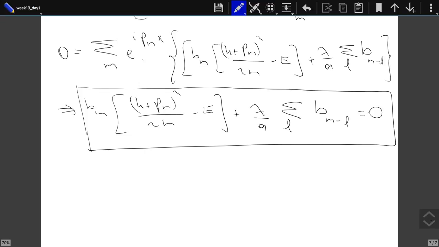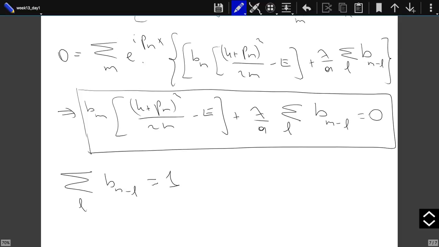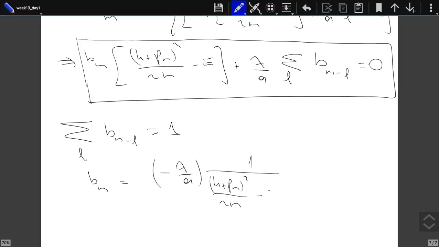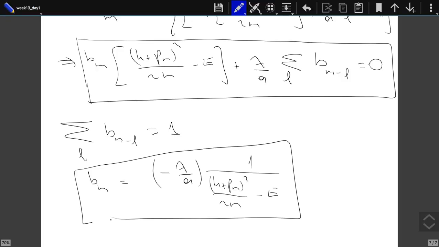So you are saying that, let's say, sum over L of B of m minus L, let's just fix that to 1. Let's fix it to, or minus 1. Or 1, sorry. Then Bm should be equal to minus lambda over A. Remember, this is positive. 1 over (k plus Pm) squared over 2m minus E. So this is a solution.